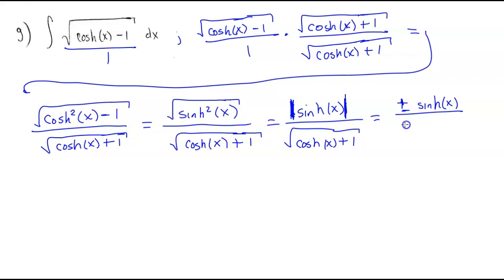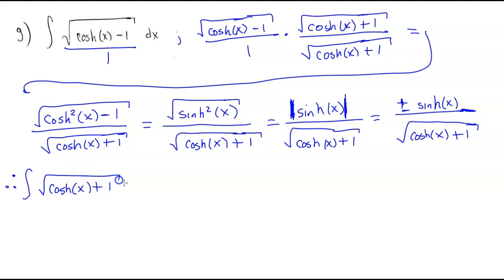All right, so back to our problem here. We see that our denominator will still stay the same. And so we're just going to carry that plus or minus on through to the end of this problem, and then we'll deal with the x values for where the result needs to be positive or negative at the very end. Okay. All right, so now that we have this, we know that the integral of square root of cosh of x plus 1 dx.